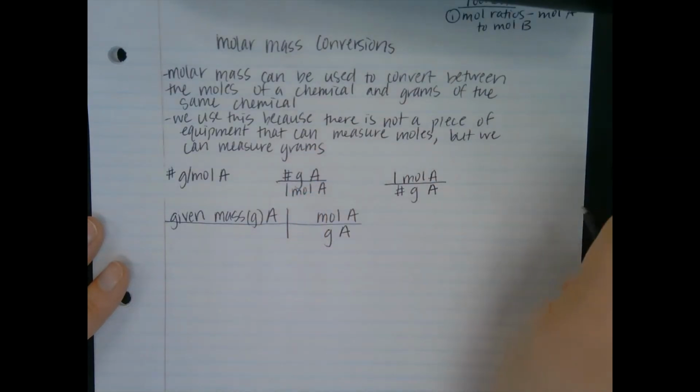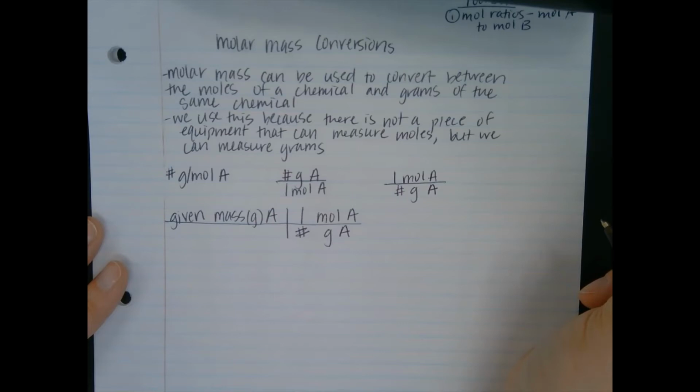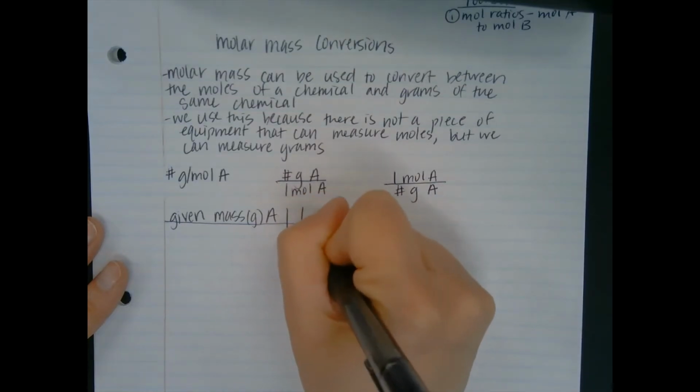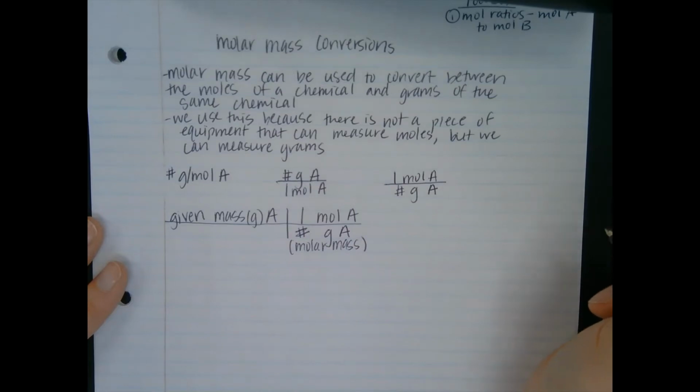Okay, now the tricky part is, where do the numbers go? Well, since we're always talking about molar mass for 1 mole of a chemical, I will always have 1 mole of a chemical represented by so many grams of that chemical. And this is the molar mass, which we get from the periodic table.